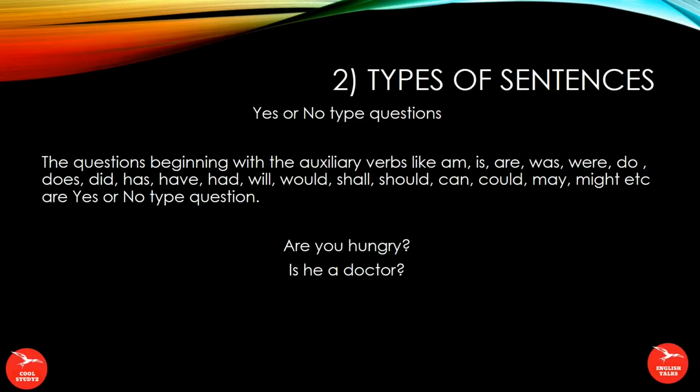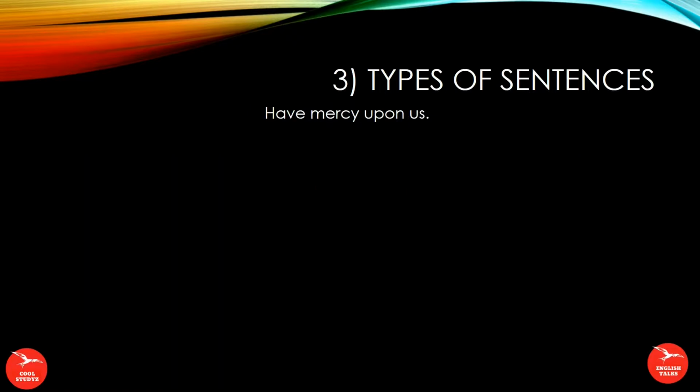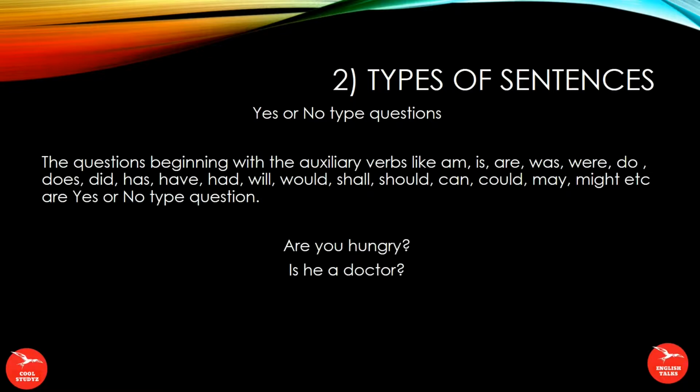So are you hungry? Is he a doctor? Yes or no. Will you marry me? Please, will you marry me? Oh, sorry, I'm not interested. Or, yeah, of course, I love you. All right, so that will be your response. Yes. Next type of sentence. So, all these are what? Interrogative sentences.